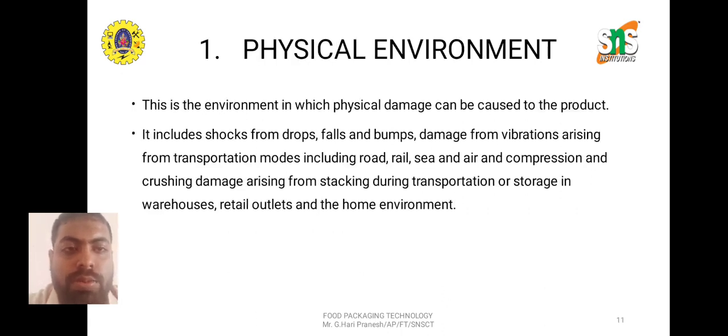First, we are going to discuss the physical environment. This is the environment in which physical damage can be caused to the product. It includes shocks from drops and falls, and during transport, damage is caused by vibrations which arise while traveling through road, rail, sea, and air. During transportation or storage, compression and crushing damage also happens, which also attributes to the physical environment, and storage in warehouses, retail outlets, and the home environment.